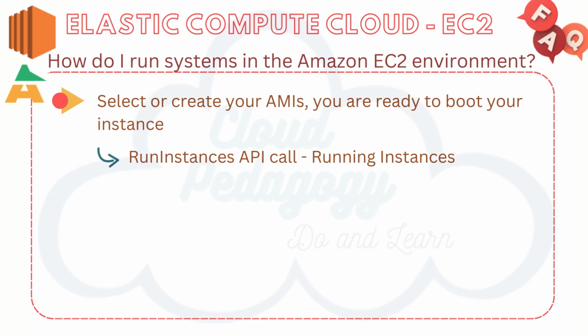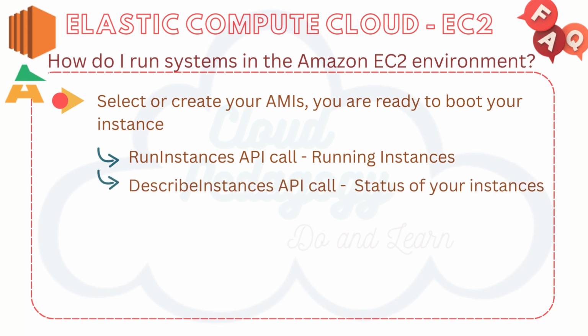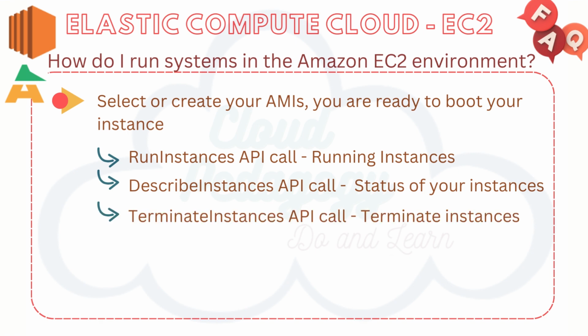If Amazon EC2 is able to fulfill your request, RunInstances will return success and AWS will start launching your instances. You can check on the status of your instances using the DescribeInstances API call. You can also programmatically terminate any number of your instances using the TerminateInstances API call.